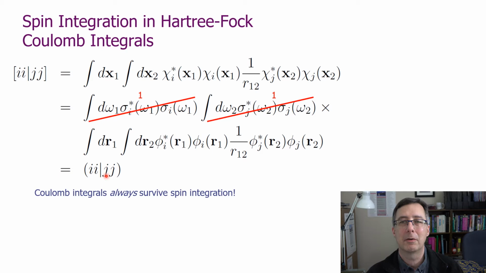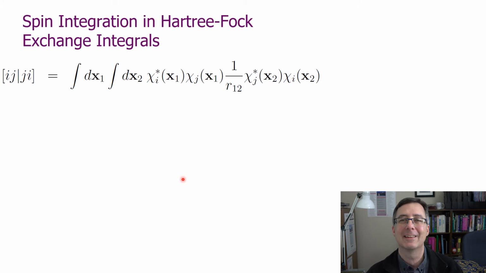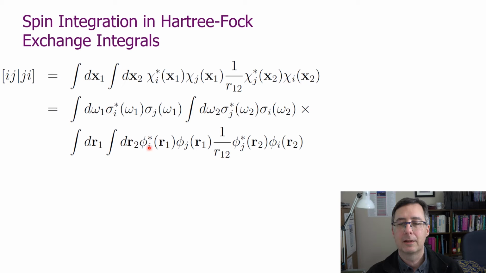Well, except for this guy. Okay, this is why I'm telling you about it. This guy, well, sometimes yes, sometimes no. So let's do the same thing. Chi i turns into sigma i times phi i. Chi j turns into sigma j times phi j, etc., etc. So I get this thing. And this last part's just the parenthesis, ij, ji.